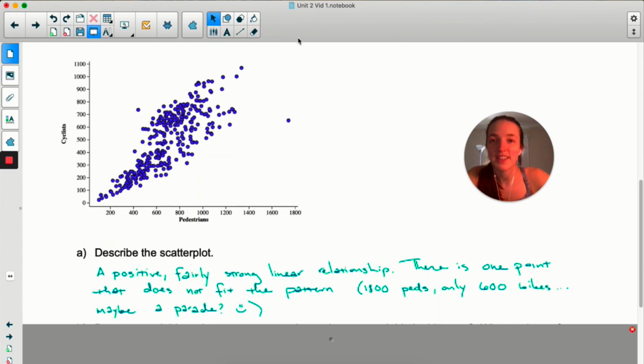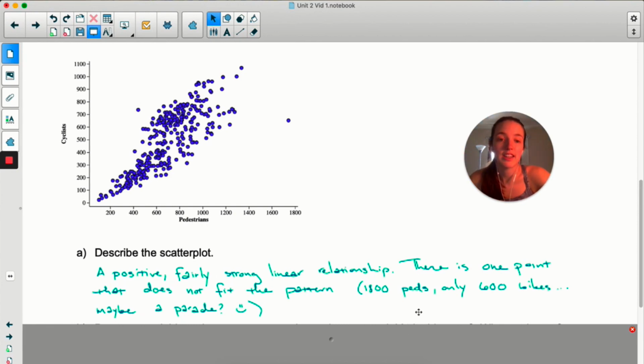Okay, I would call this a positive, fairly strong linear relationship. So look, I just got through 3 of the 4 things. It's positive because as pedestrians increase, so do cyclists. Fairly strong and linear. It definitely looks like it forms a line, and I'd say fairly strong because they're pretty close to that line. All the dots are pretty close. So that's already 3 of the 4.